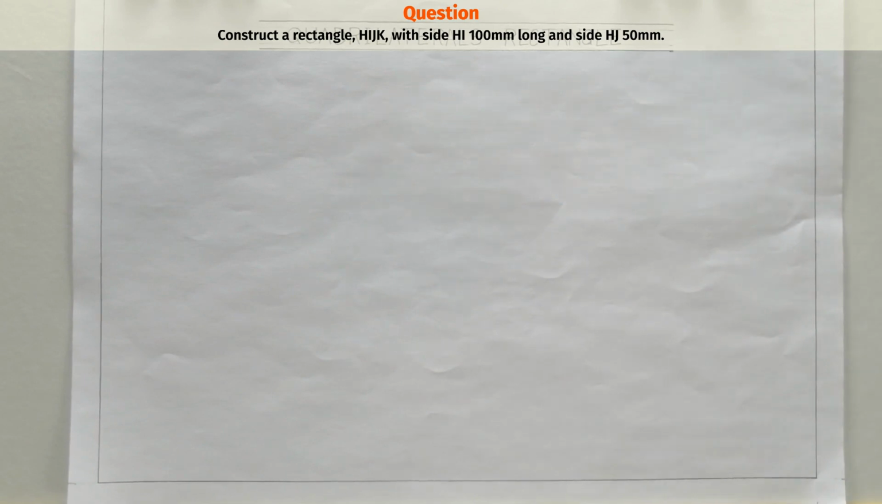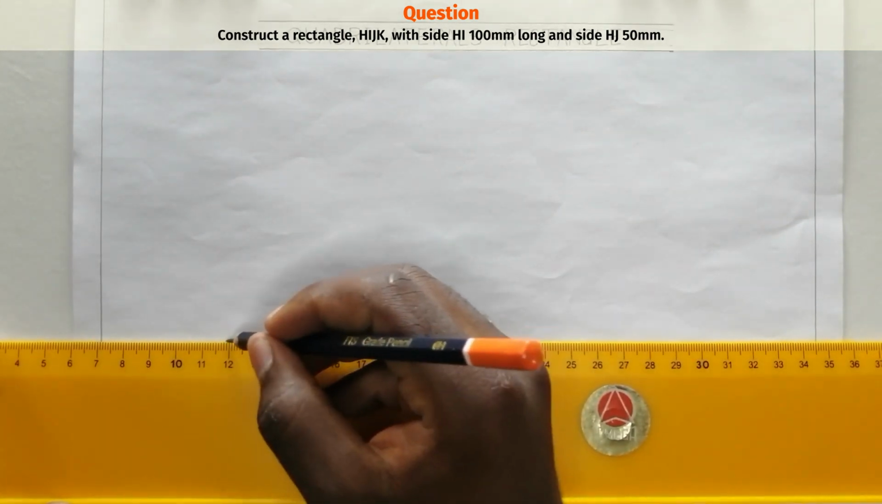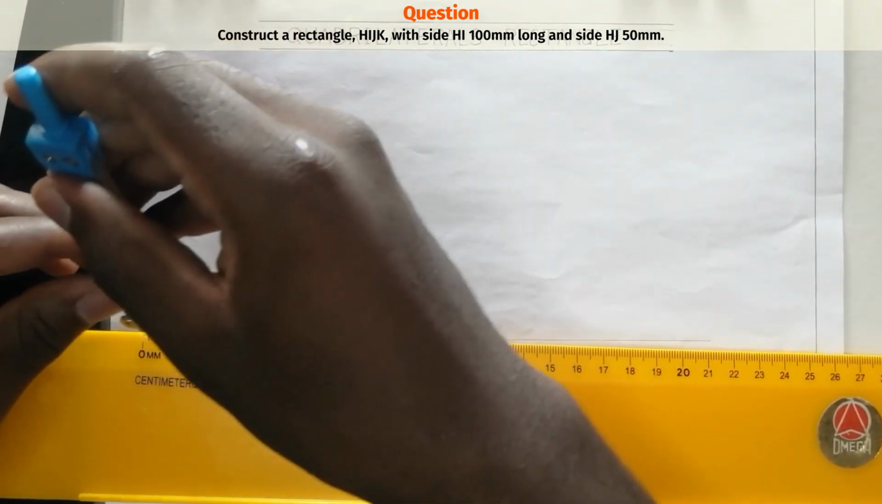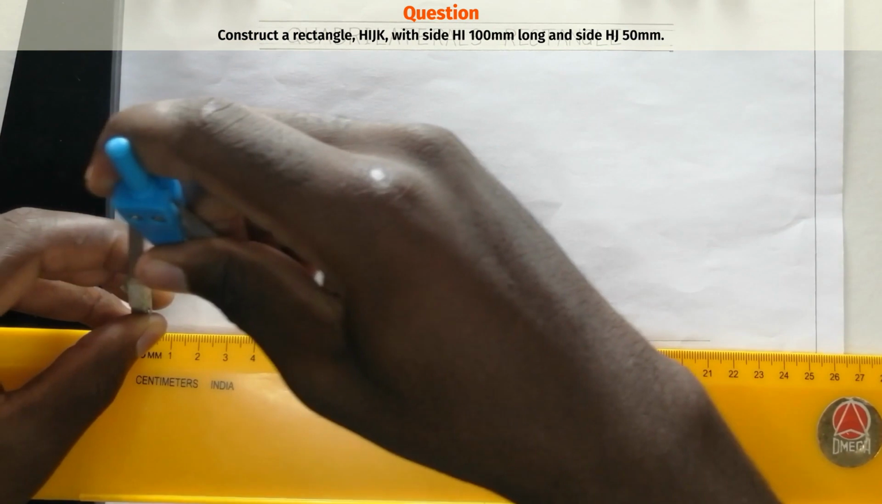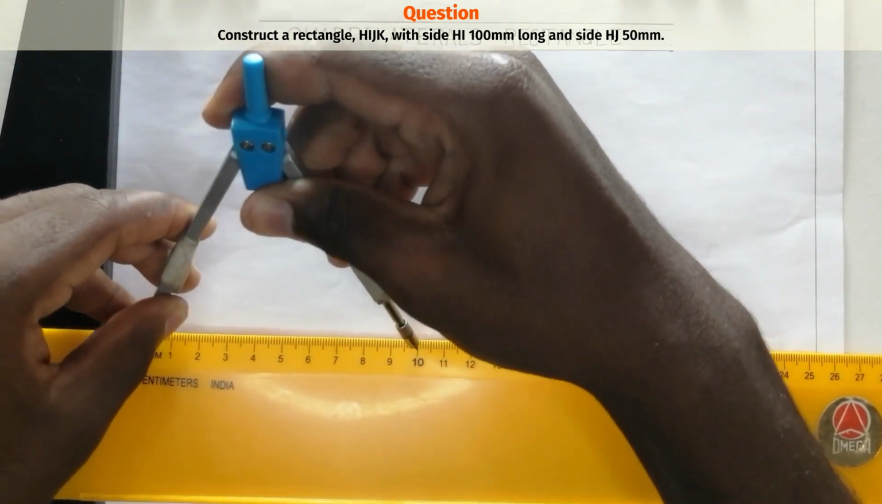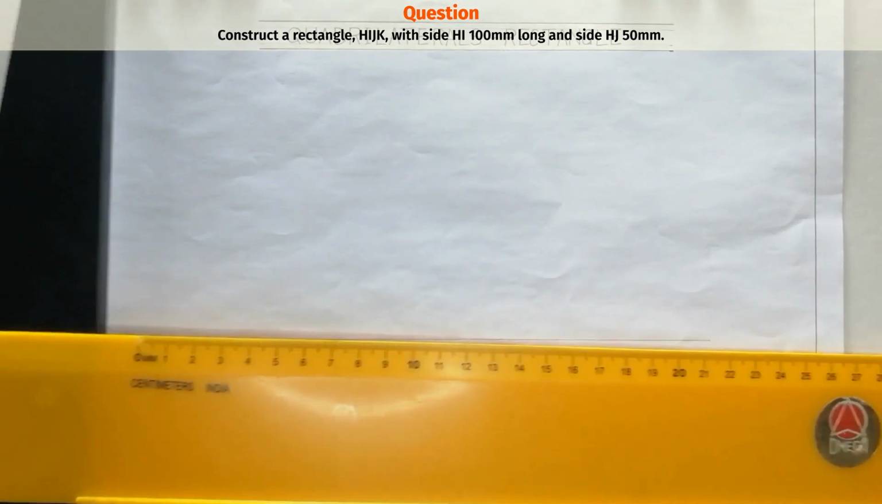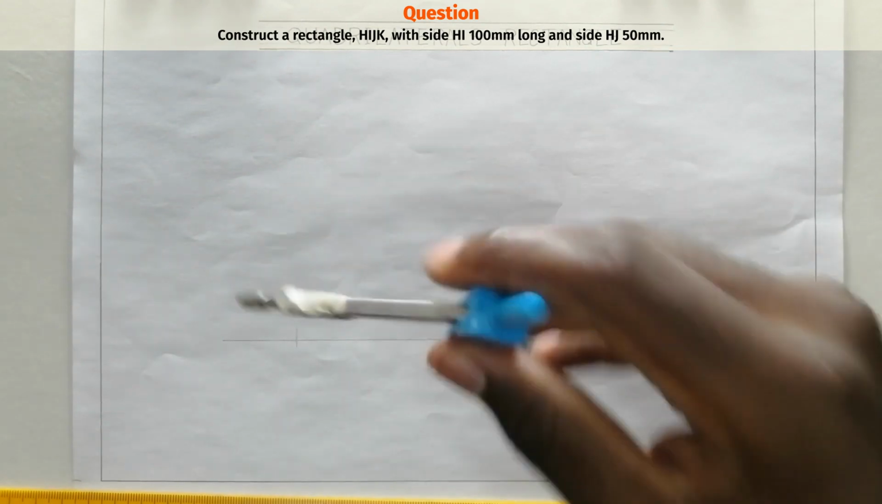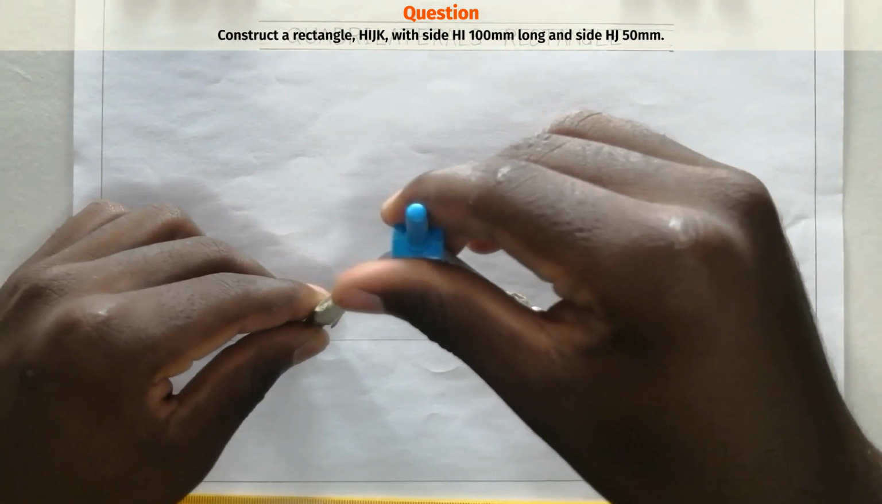You'd like to try out by pausing the video and then drawing, and then playing it and seeing how we undertake the steps of drawing the rectangle. The first thing we'll do is draw a construction line where our base is going to be. Then we'll get our rule. They told us HI is 100 millimeters long, so we'll measure 100 millimeters like that. 100 millimeters is 10 centimeters. Then we'll mark H and then I.